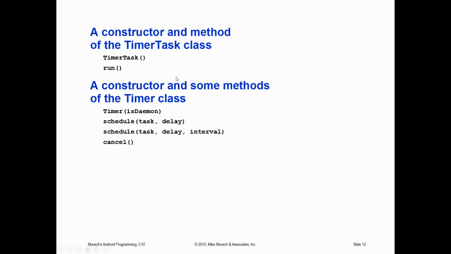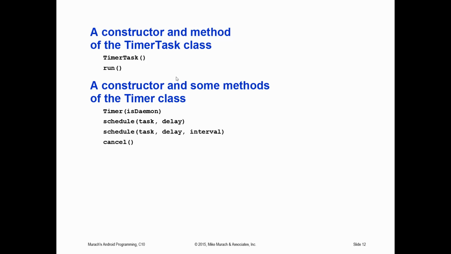Now the timer class, the second one that you see here, has timer, and notice it says is daemon. Well, a daemon thread is a thread that ends when the app ends. So the timer with the is daemon creates a timer object and specifies whether the thread is a daemon thread that ends when the app ends or not. Does it keep running, for example?